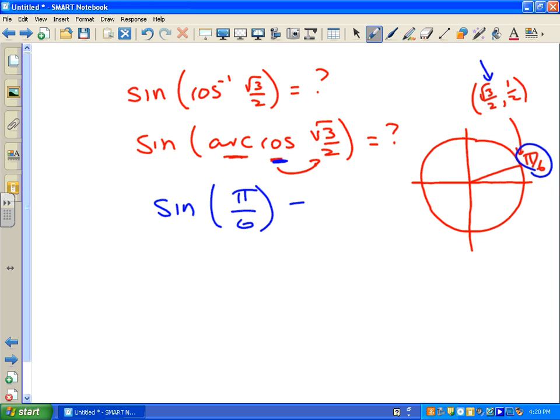So the sine of pi over 6. We're back to the video lecture, children. The sine of pi over 6 is in fact 1/2. Just look at the picture. The sine of pi over 6 is 1/2.